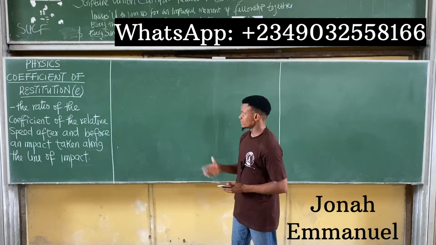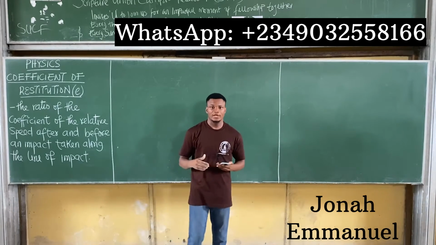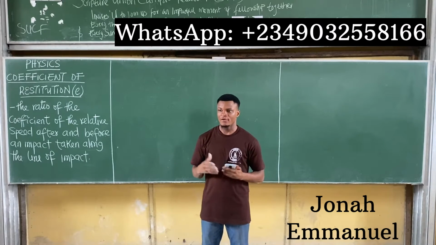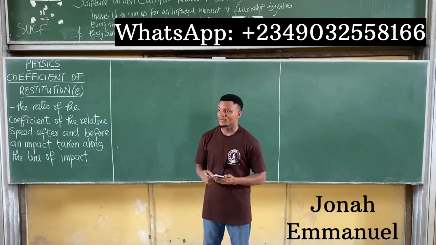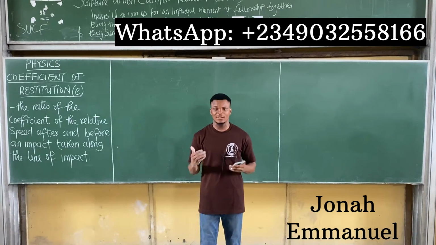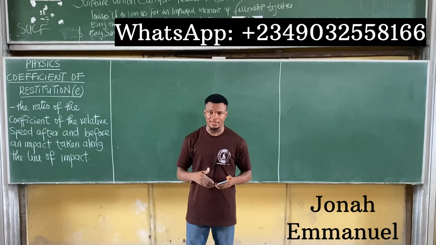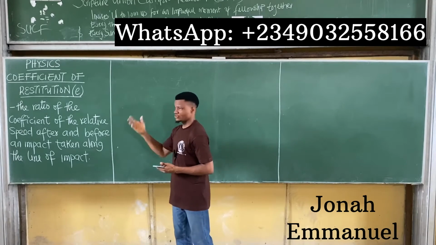For today's class, we're looking at something called the coefficient of restitution. Now, in our previous class, we talked about the concept of collision, where two bodies forcefully hit against themselves. And we said basically we have two types of collision: the elastic collision and the inelastic collision. Now, let's look at the concept called coefficient of restitution.